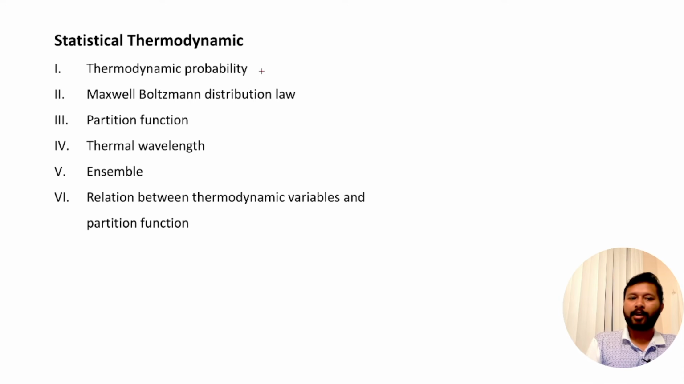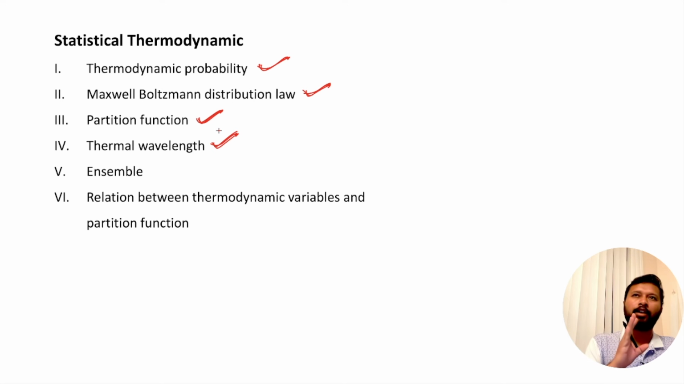So thermodynamic probability is something which you have to cover. Probability in which you are going to see how to find out the different number of ways or arrangements, related equations. Then the Maxwell-Boltzmann distribution law comes over there. Then you have partition functions. The definition and different types of partition function, like translational partition function, rotational partition function, vibrational partition function, and their equations. Then certain terms come over there, like thermal wavelength. What's the equation of that thermal wavelength, how it is related to the translational partition function, the relationship between them.